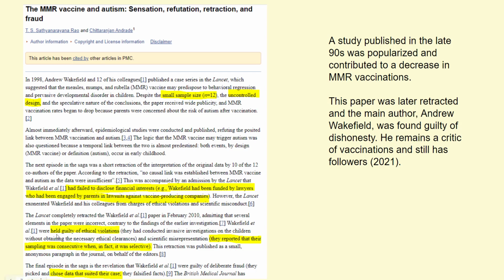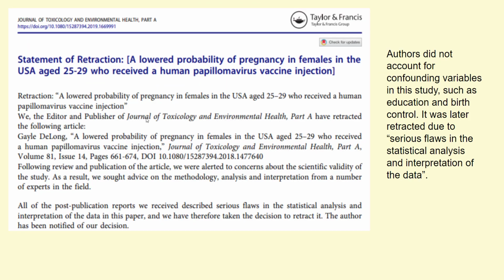Wakefield was found guilty of ethical violations. So beyond what you see here, there were some possible violations in recruitment of the children. So as you can see, this is a textbook case of what not to do. So this document is an example of what we do not want to see in a scientific journal. We'll look at one more. This is again a retraction.